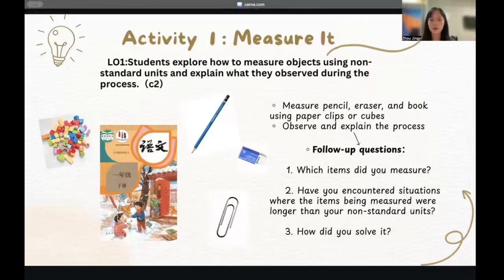Which items did you measure? Was anything longer than your non-standard units? How did you solve this problem? These questions guide students to observe what happens during measuring, such as realizing when one unit isn't enough and they need to continue with more. By explaining their observation, they begin to understand how measurement works, which aligns with the C2 level of Bloom's taxonomy. This activity also applies assessment for learning, using questioning to support students' understanding and reflection. That's all for my part.